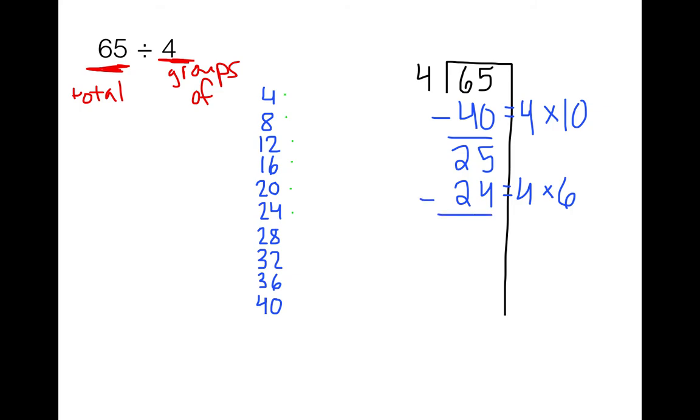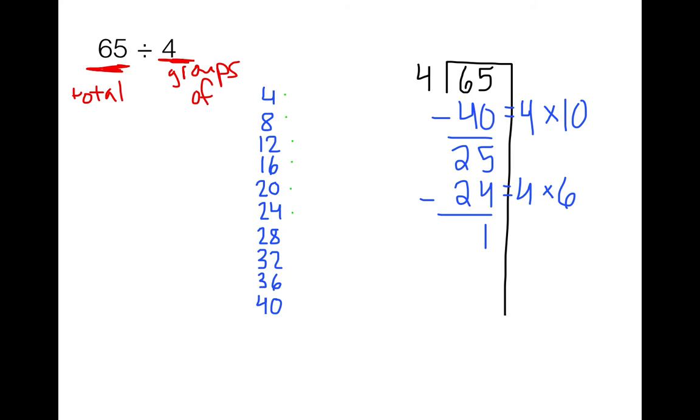And then we subtract to see if we have any left. 25 minus 24 is 1, and that's it. So, can I take any more groups of 4 away from 1? Well, look at our list. The lowest number is 4. I can't take 4 away from 1, so that's how we know that we're done.